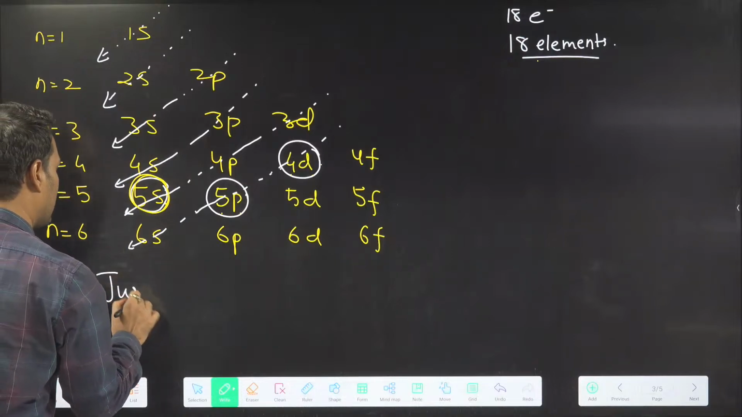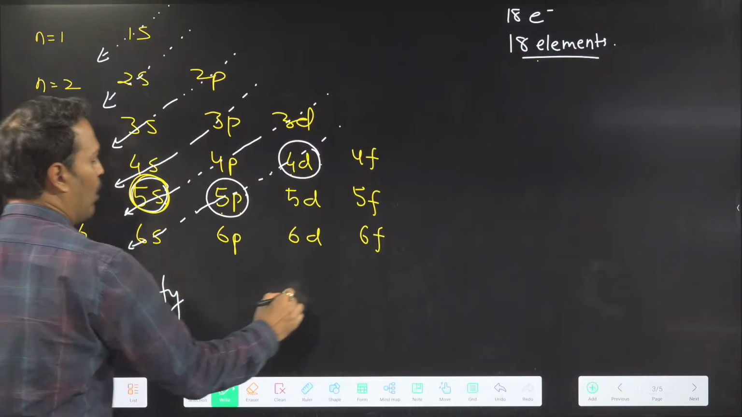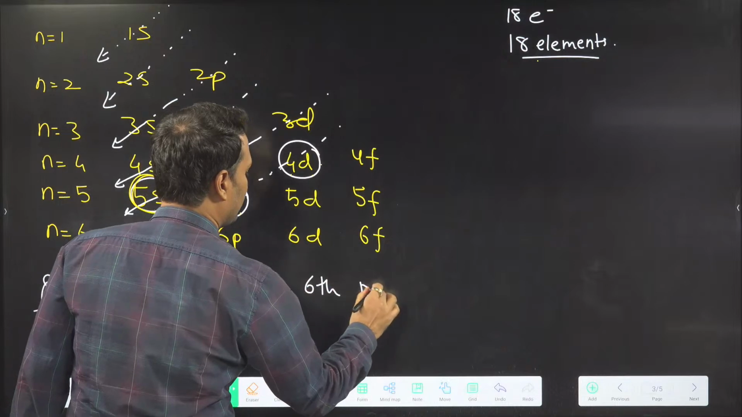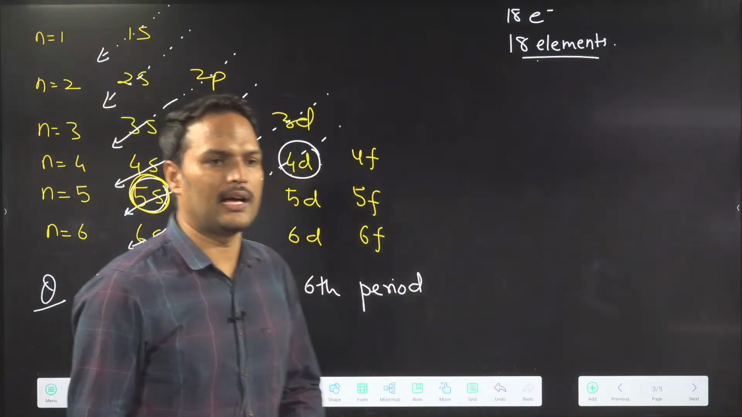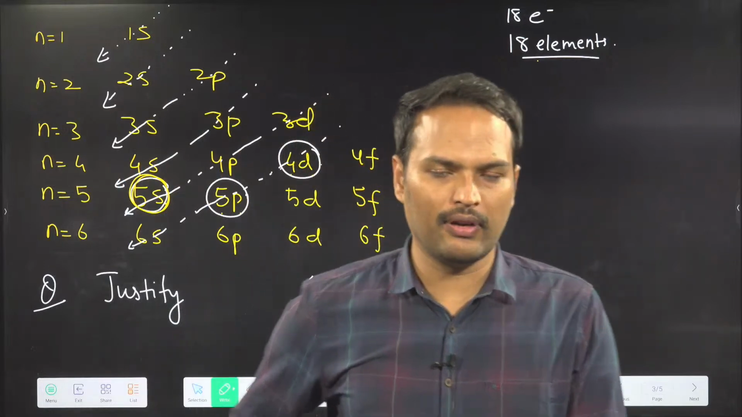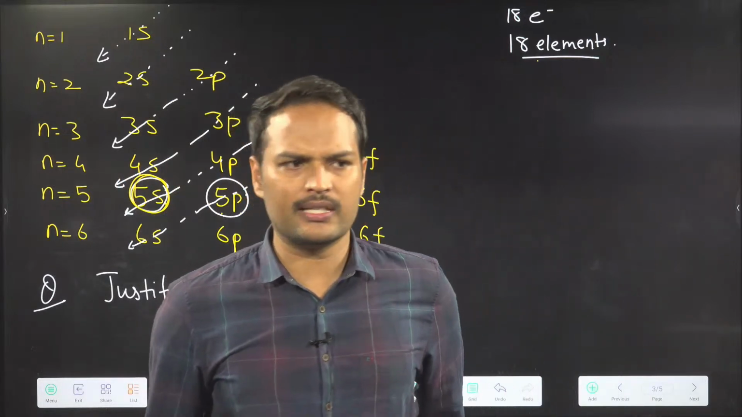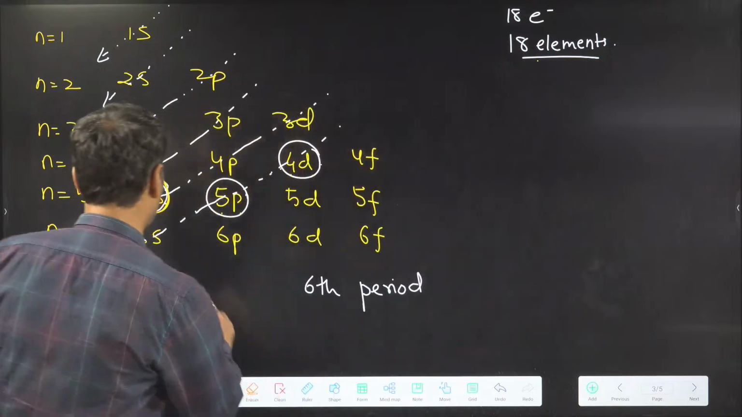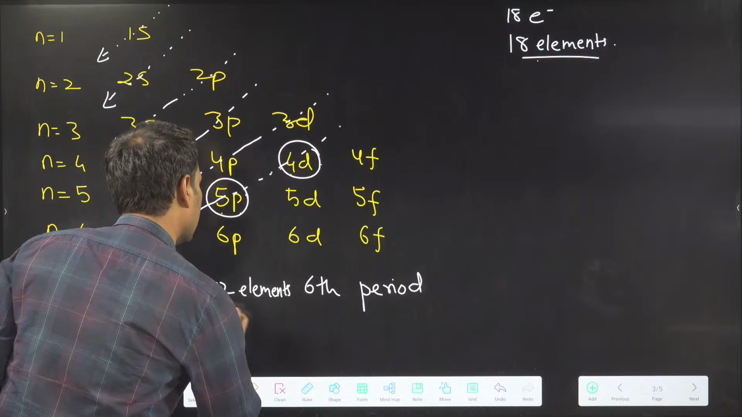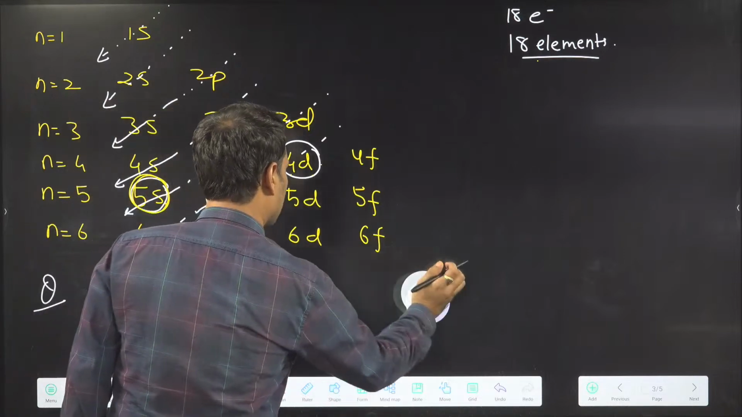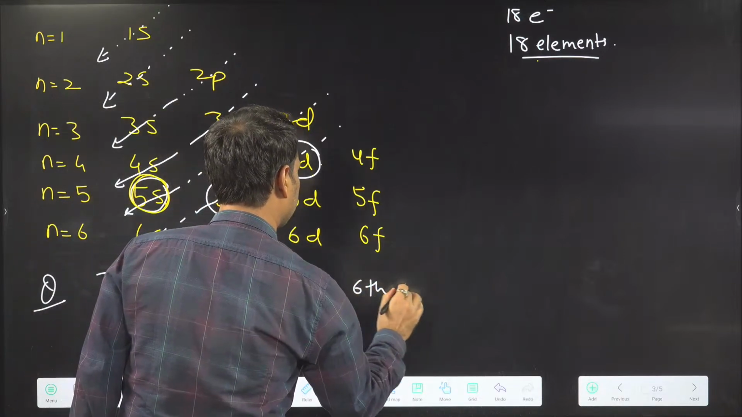Same thing. Justify: how many elements are there in the sixth period? Everyone tell quickly. Justify 32 elements in the 6th period. Quickly tell, how will we do this?